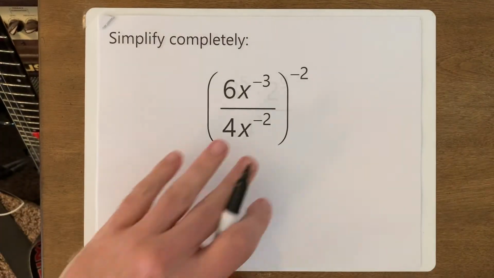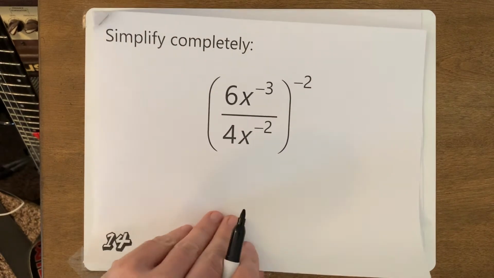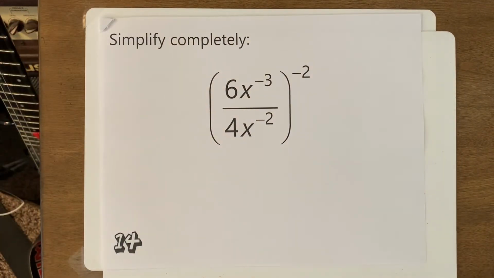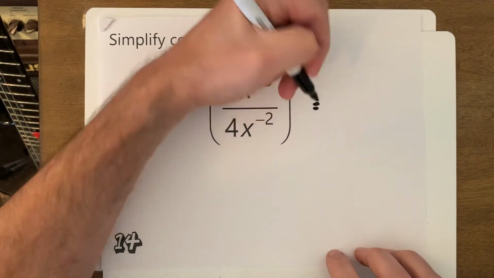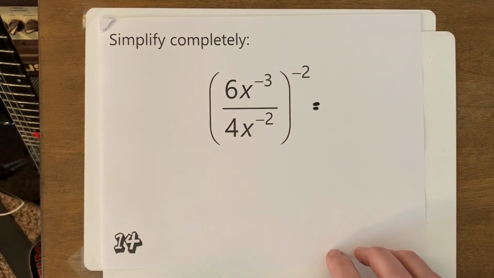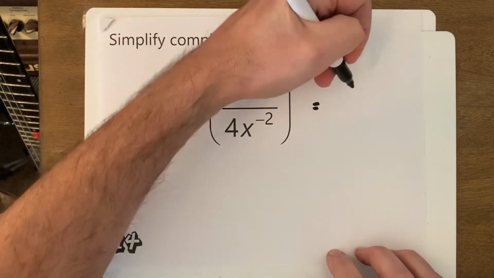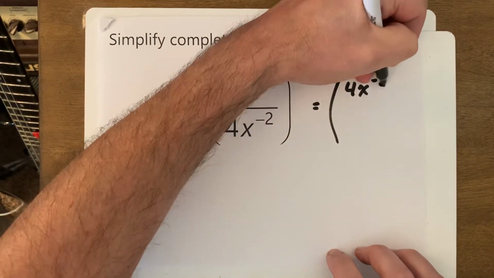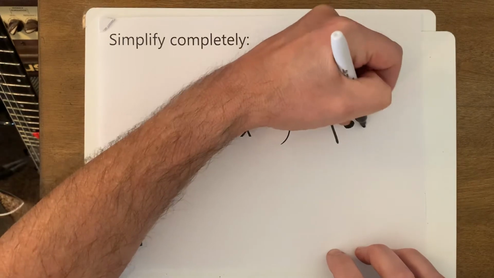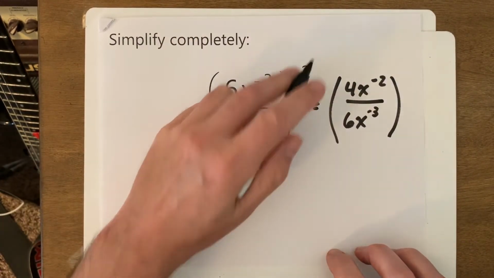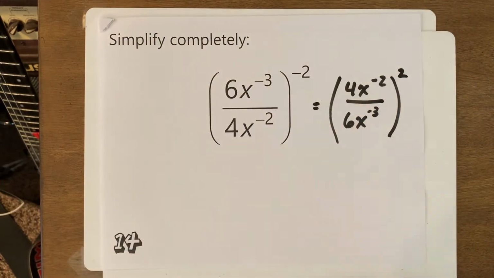Okay, let's try the next one. Okay, let's do this one a little different. Let's go ahead and flip it first. There's a lot going on here. Let's flip it first because I don't like all that stuff going on. And you got numbers here and that. So let's flip it first. And we get 4x to the negative 2 over 6x to the negative 3. And all of that, we're going to change that from a negative 2 to a positive 2.